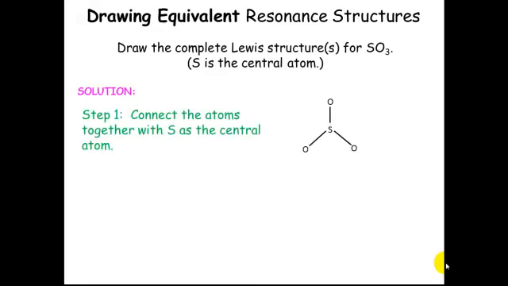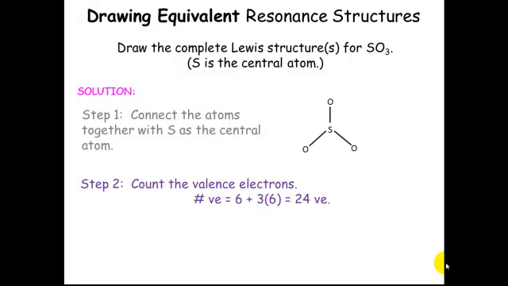Okay, so step one, we're going to connect the atoms together with sulfur as the central atom. The next thing we're going to do is count the valence electrons. We have one sulfur, which contributes 6 electrons, and 3 oxygens, which contribute 6 each, for a total of 24 valence electrons. Now remember, you could have done this before you connected everything together. Either order of these two steps is just fine.